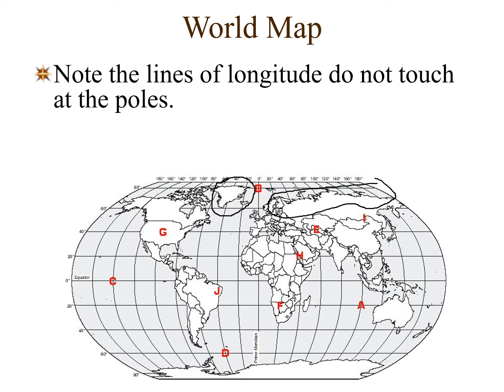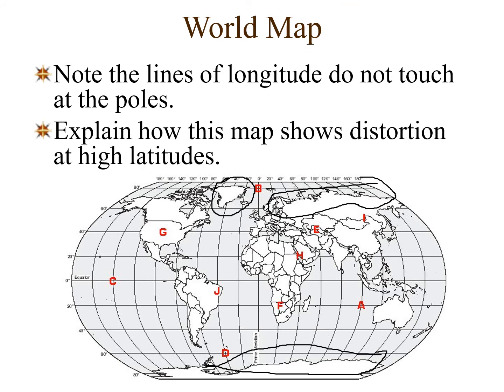Way up in the north part of the world and also way down in the southern part of the world, we see ridiculous exaggerations. That's because of the way this map is set up. So the distortion at high latitudes is just because the longitude lines are not touching at the north and south poles. So they're more spread apart than would normally be.